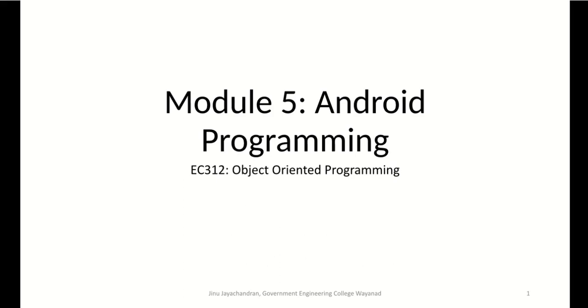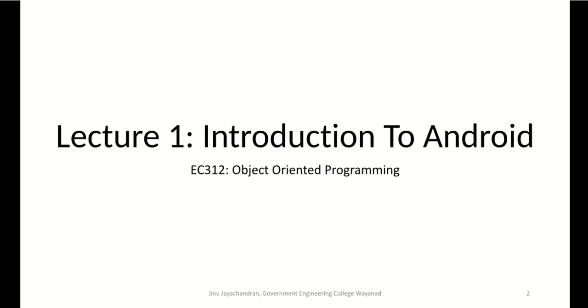So we are looking at module 5, Android programming, of the course EC312 Object-Oriented Programming. This is the first lecture. In the first lecture we are going to introduce Android. We'll be going through the evolution of Android, what its main features are, and what the basic architecture of Android is.